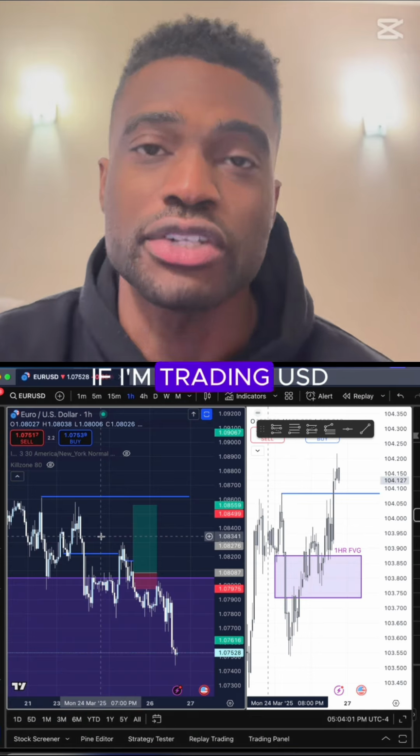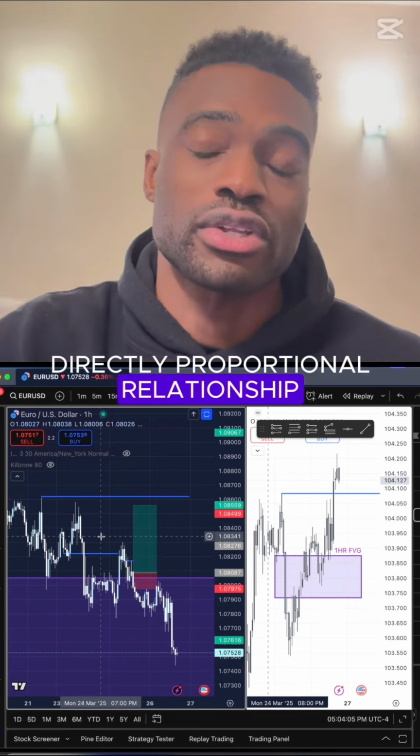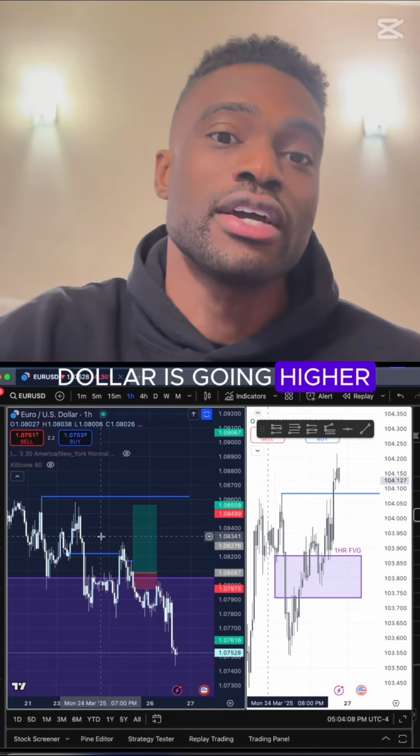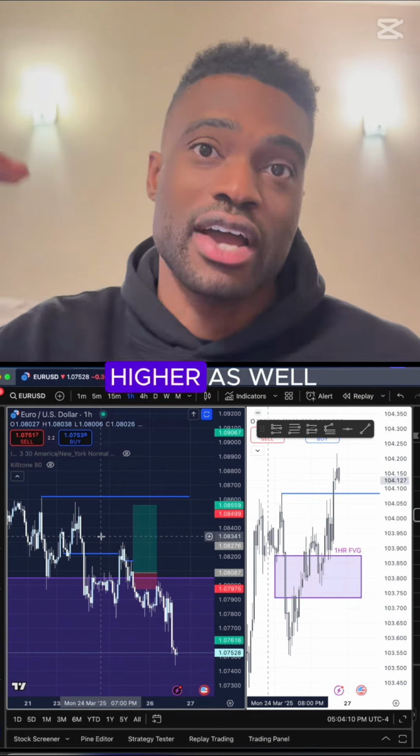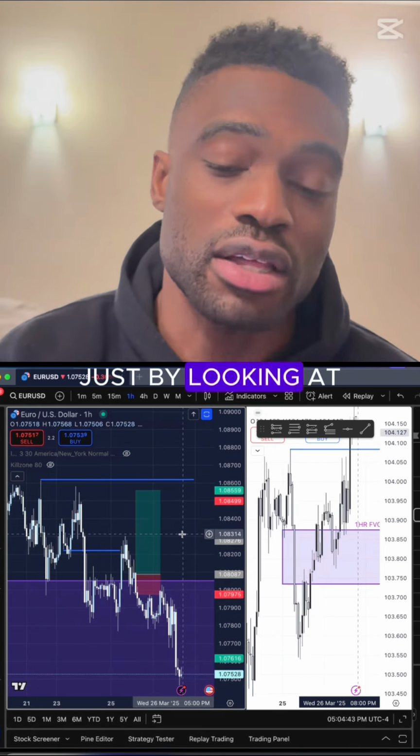Vice versa, if I'm trading USDCAD and USD is on the left, it's going to have a directly proportional relationship. So if the dollar is going higher, then USDCAD is going to be going higher as well. For this example, I was actually able to prevent a loss just by looking at the dollar.